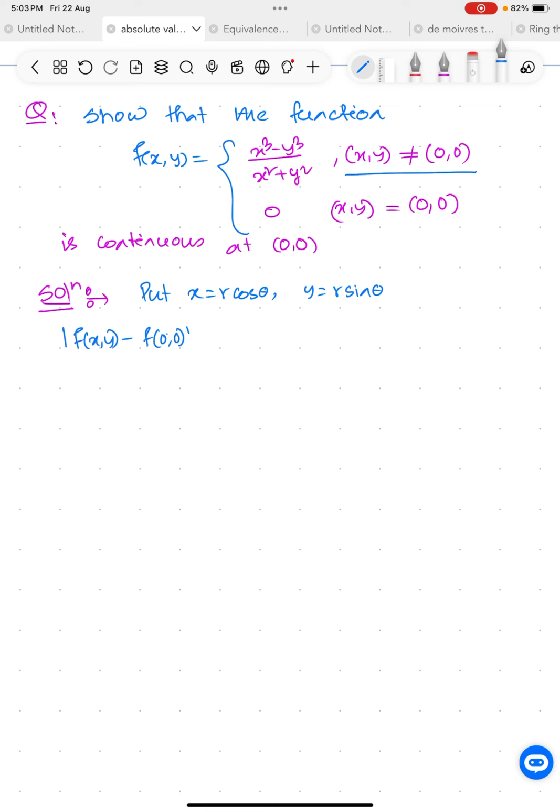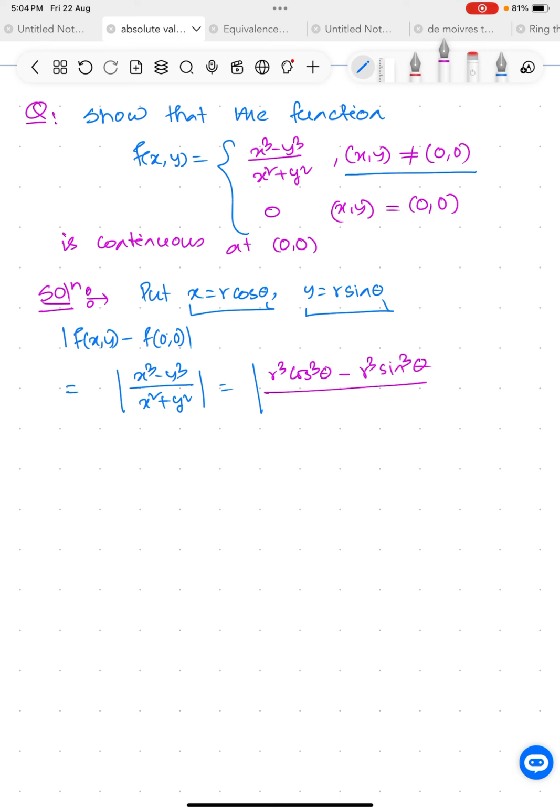f of xy minus f of 0 0, what value are we going to get? So this value is going to be x cube minus y cube divided by x square plus y square. So here we need to plug these values, that is x equal to r cos theta and y equal to r sin theta. By plugging these values, what are we going to have here? r cube cos cube theta minus r cube sin cube theta, divided by r square cos square theta plus r square sin square theta. Okay, so I hope up to this it is clear to all.